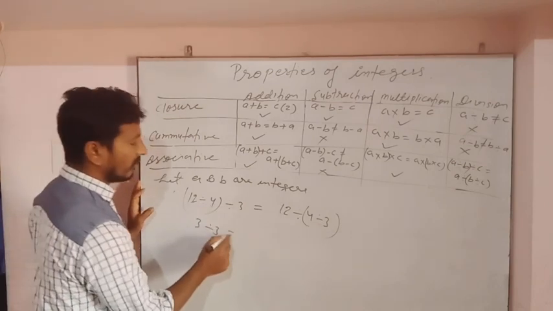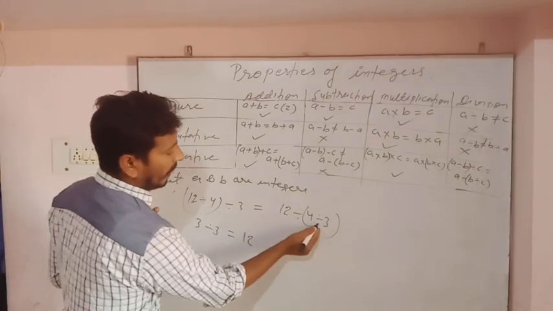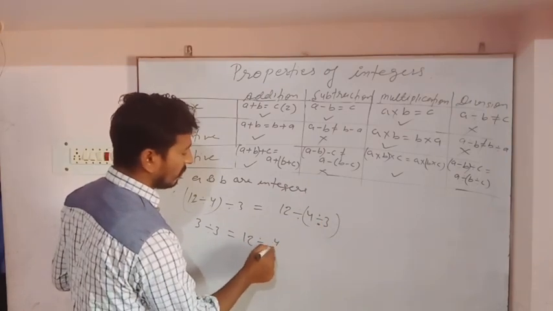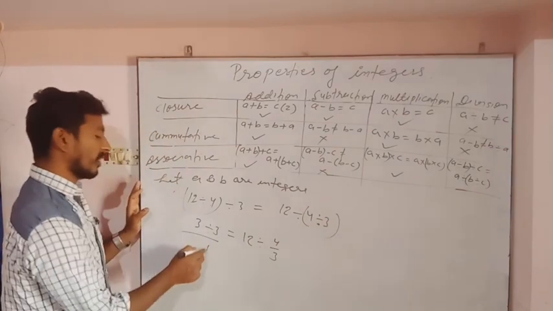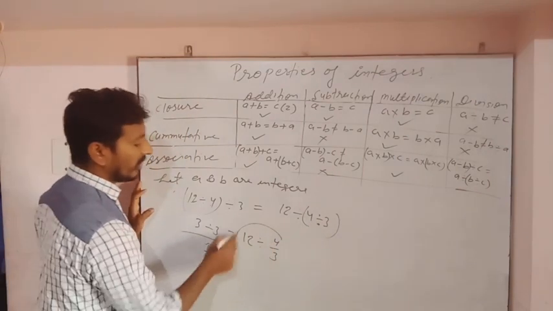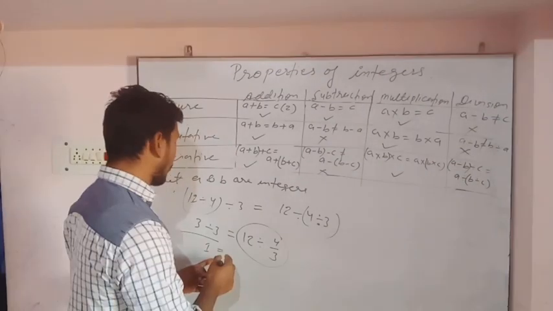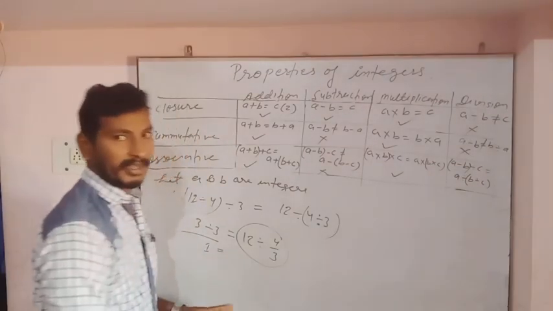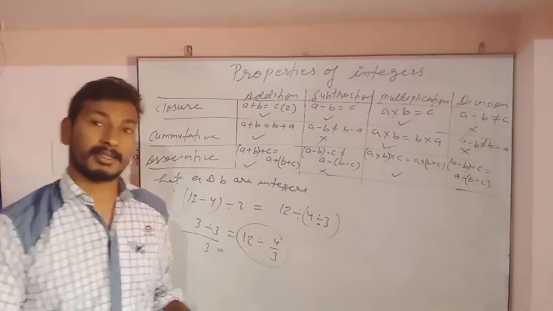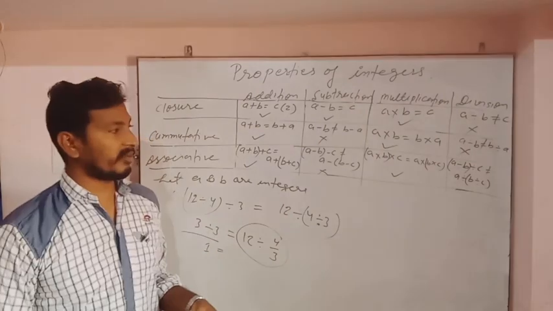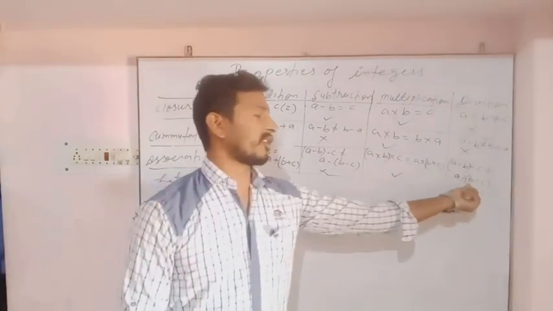So 3 divide 3, and here 4 divide 3 means 4 by 3. Now 3 divide 3 means 1, and when you divide this then you are going to get any other value than 1. It means that LHS and RHS are not equal. So we say that A divided B divided C is not equal to A divided B divided C. Means this property is not closed.